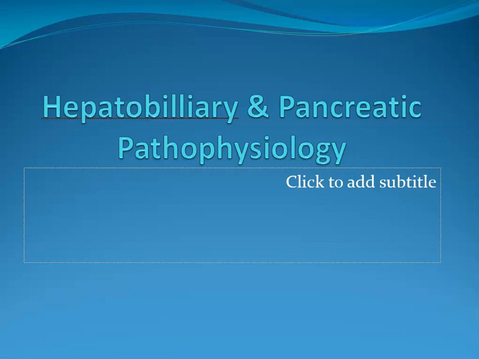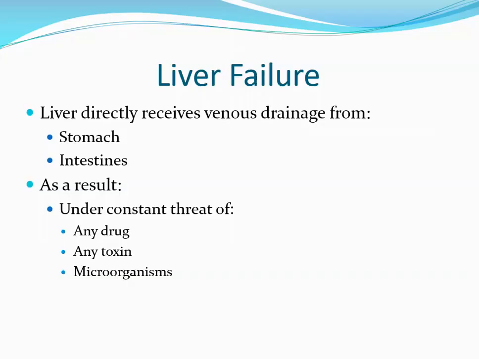In this unit, we will look at problems associated with the liver, the gallbladder, and the pancreas. If you think about it, the liver has one of the worst jobs in the body. It directly receives venous drainage from the stomach and the intestines. So anything we put in our body is drained and goes directly to the liver before it is released into the general circulation. As a result, the liver is under the constant threat of any drug, toxin, or microorganism that is picked up. The good thing is that the liver has two main defenses to help protect itself.